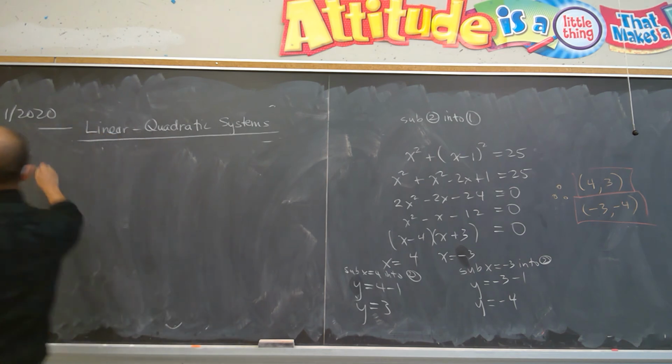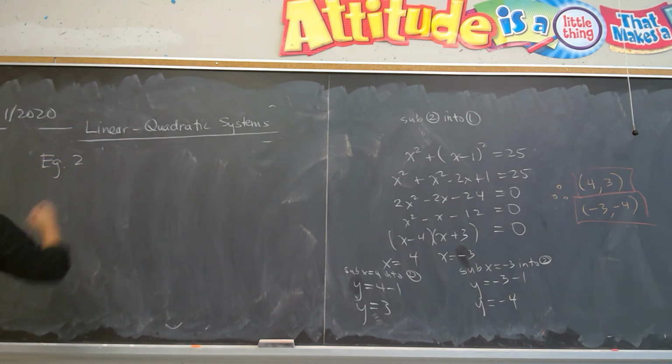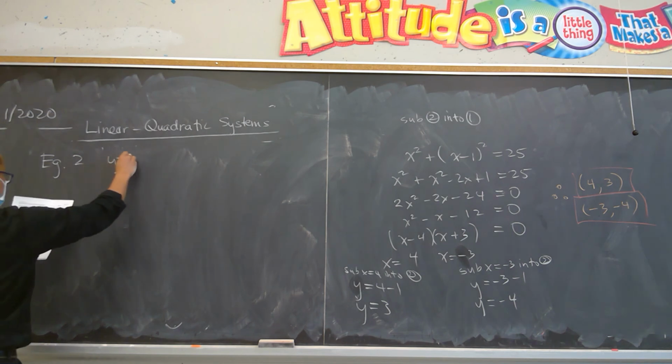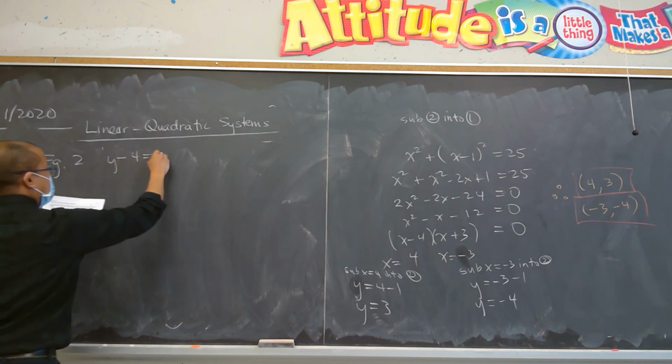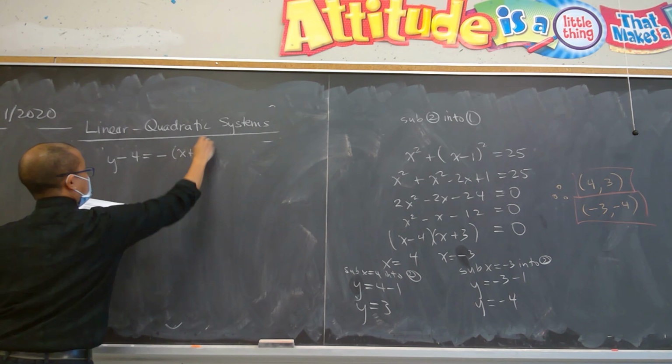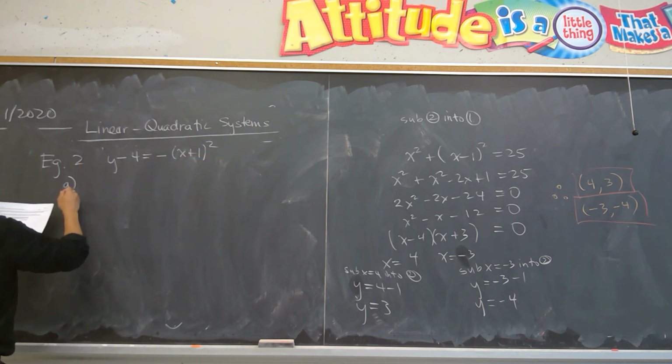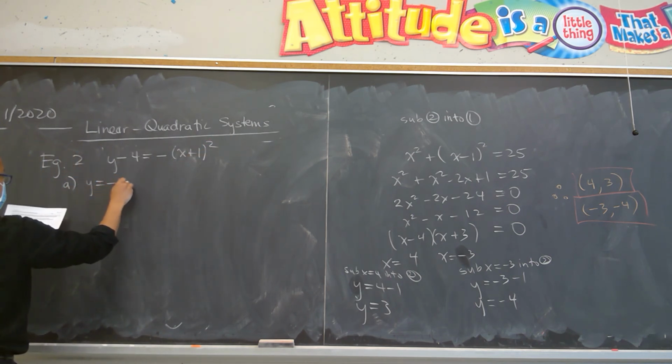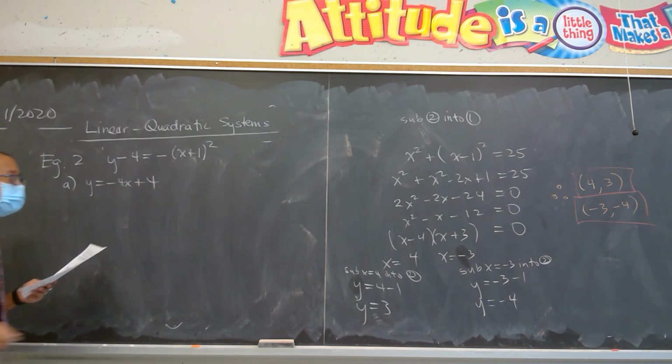Example 2. On your sheet, and again, if you need more room, please feel free to use your notes. Find the points of intersection of a line and a parabola. So this is clearly a more traditional question, what you're probably faced with. The one that we just did as example 1, we're just trying to show you nonlinear relationships. So we have a parabola. So y minus 4 is equal to negative x plus 1 squared. And for question A, the straight line is y equals negative 4x plus 4.